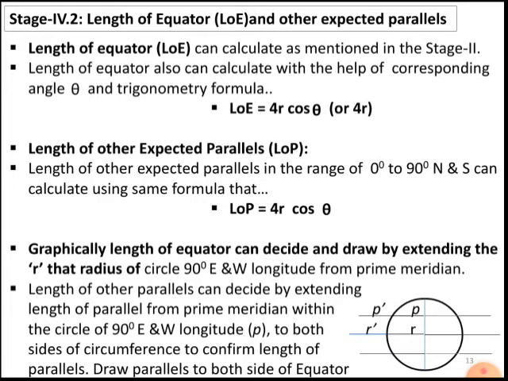So that is the 4r cos theta. For example, you have to find out the entire length of the parallel of 30 degree latitude. So what you have to do is find out the corresponding angle of the 30 degrees, take the cos of that corresponding angle, and multiply it with the 4r. You will get the length of that particular parallel.